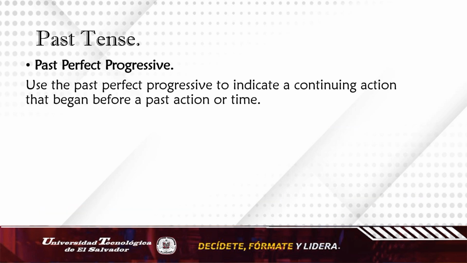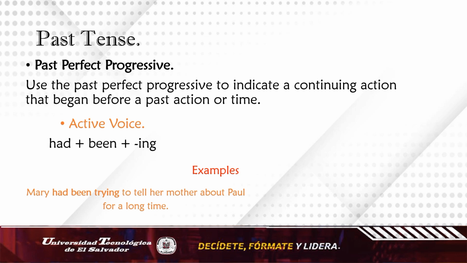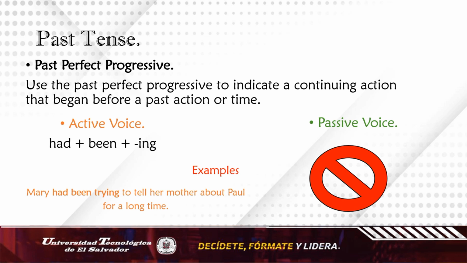Past perfect progressive. Use the past perfect progressive to indicate a continuing action that began before a past action or time. In active the structure is had plus been plus -ing. Example, Mary had been trying to tell her mother about Paul for a long time. In passive it is not possible to create a sentence.